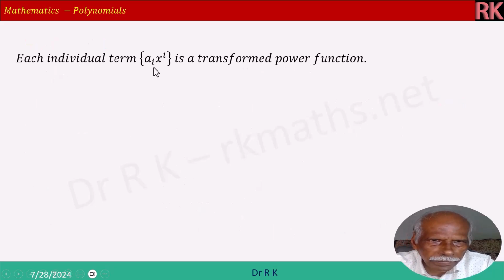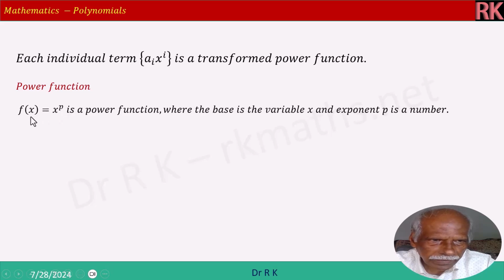Each individual term ai x power i is a transformed power function. Each term is a power function. Right? What is a power function? We will see. F of x is equal to x power p is a power function where the base is the variable x, very important, and the exponent p is a number, a constant.